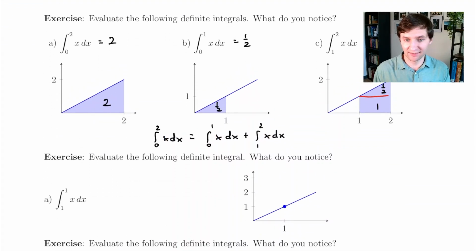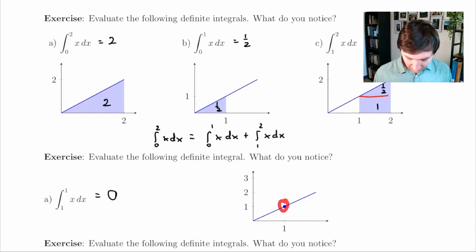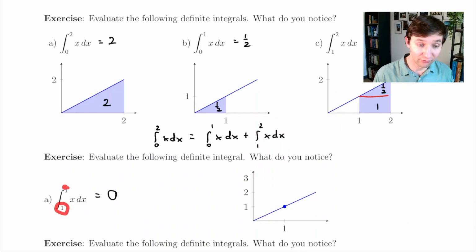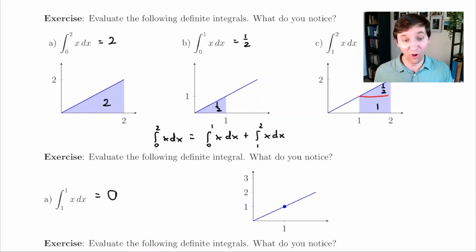In the next exercise, we see that we have a definite integral of the function x between 1 and 1. We can guess that this definite integral evaluates to 0, and that is because there is no area under a singleton point. Which means that most likely any definite integral from one number to itself of any function is always 0. In fact, mathematicians proved it, and this is always the case.